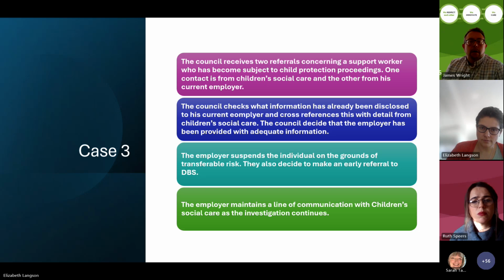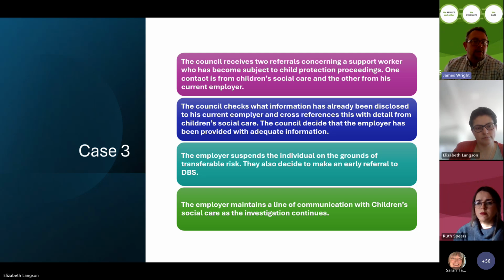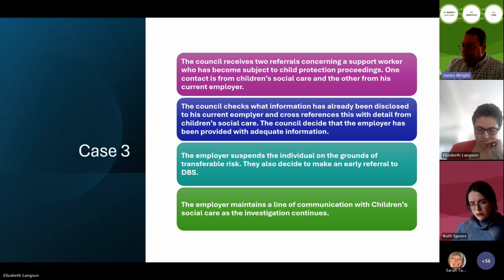So what did we do? We checked with the employer what information had been disclosed to him, and we cross-referenced that with the detail from children's social care. And we decided that the employer had been given enough information that the disclosure was adequate. We then followed up with the employer in terms of what actions they were going to take. They agreed to suspend the individual subject to a far more detailed risk assessment, and also to inform the DBS that they had done so.